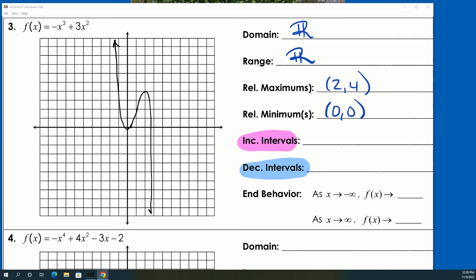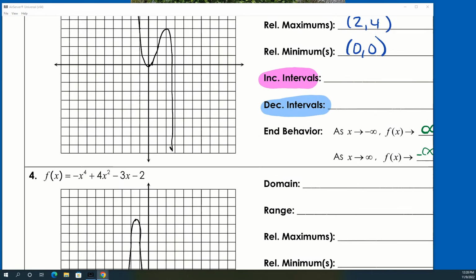All right, so let's flip over to number 3. So for here, this is the left side. The left arrow is pointing up, so that's going to be positive infinity. And then the right side, the right arrow is pointing down, so it's going to be negative infinity. All right, so you guys try 4 and 5 on your own.